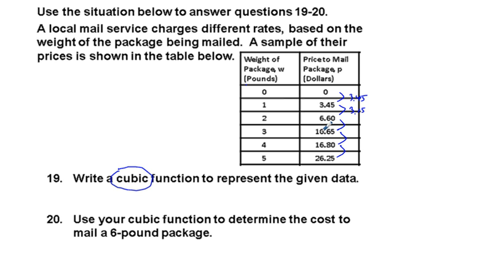Then we have 10.65 minus 6.6, that's going to be plus 4.05. Then we have 16.8 minus 10.65, which is going to be plus 6.15. And then the last one we have is 26.29 minus 16.8. That's going to be plus 9.45. So these will be our first differences here.